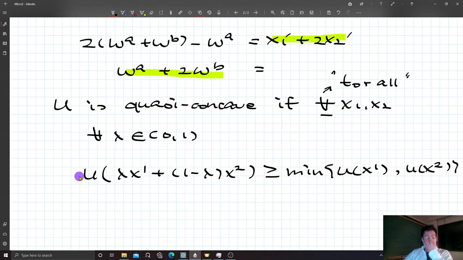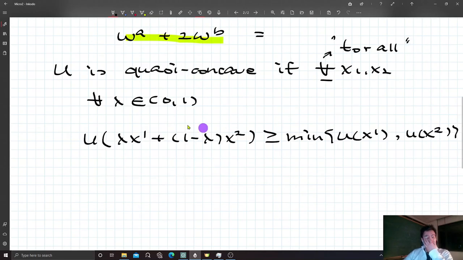Okay. So if this inequality holds, then we say function u is quasi-concave. And u is going to be strictly quasi-concave if this inequality is strict.